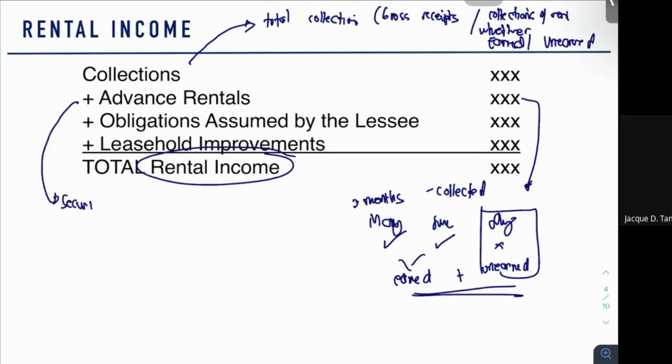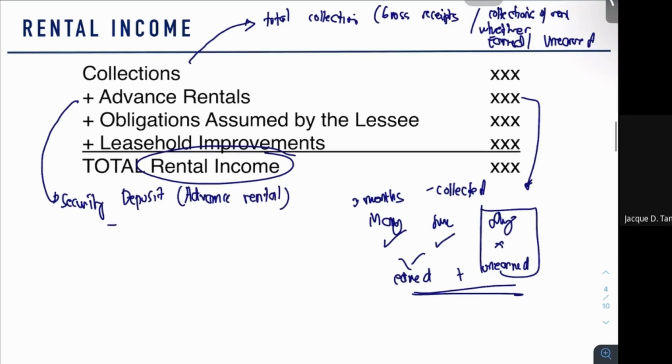Your security deposit, as a rule, although it is considered as an advanced rental, is not considered income. It will be treated as a liability. Again, you will not add advanced rental as a security deposit. So for example, you receive a security deposit, you do not include that as an income. Why? Because it will be considered as a liability for taxation purposes. Again, for collections, regardless whether it is earned or unearned, it will be included as part of our rental income.